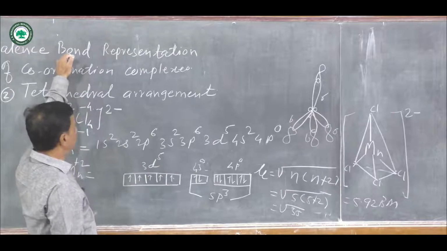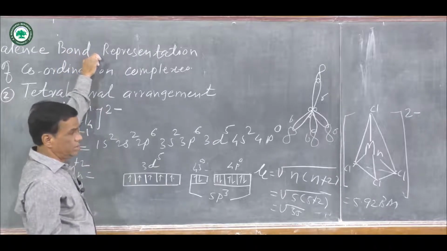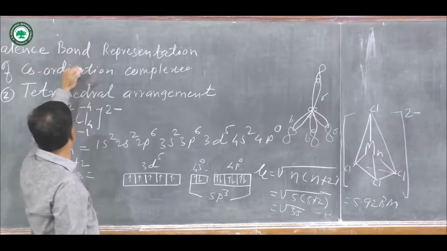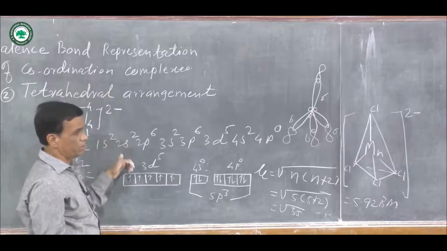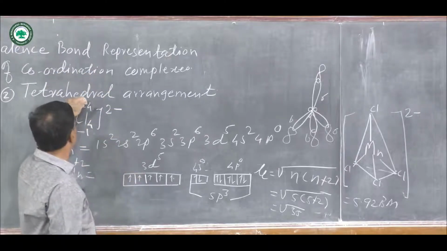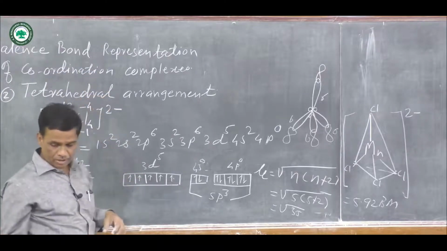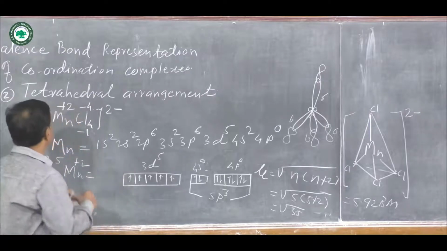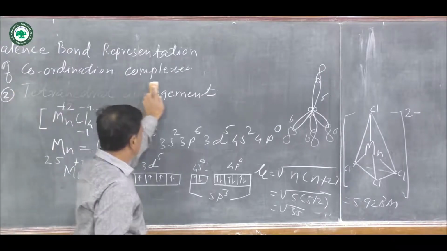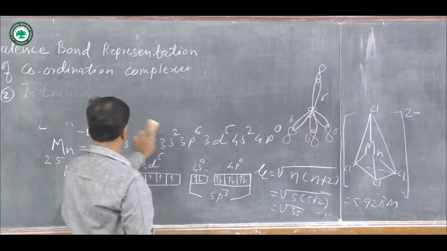according to the valence bond theory, Pauling and Slater, and that is the representation of a complex ion having tetrahedral arrangement. Next, the third arrangement is when there is a formation of square planar complexes.